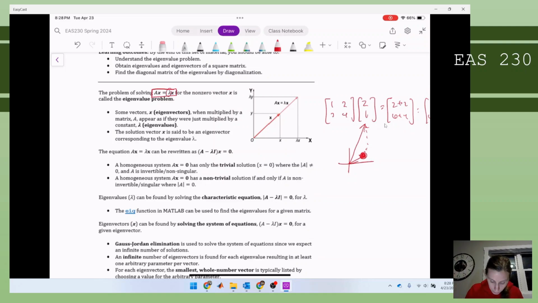This is my scalar. And here's my vector. So I want to figure out what my scalars are and what my vectors are. This is called the eigenvalue problem. Figuring out which vectors this works for in each matrix, and what constants they are multiplied by.